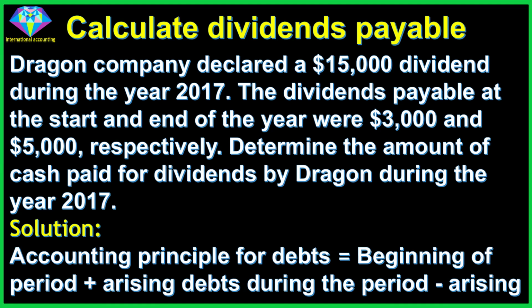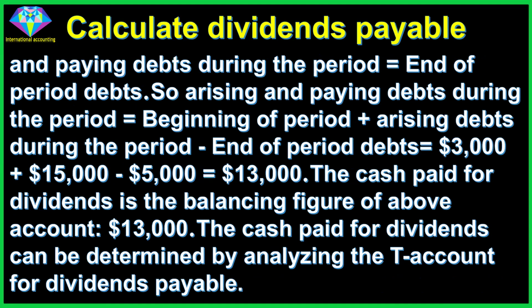Solution. Accounting principle for debts: beginning of period plus arising debts during the period minus paying debts during the period equals end of period debts. So paying debts during the period equals beginning of period plus arising debts during the period minus end of period debts, equals $3,000 plus $15,000 minus $5,000 equals $13,000. The cash paid for dividends is the balancing figure of the above account.